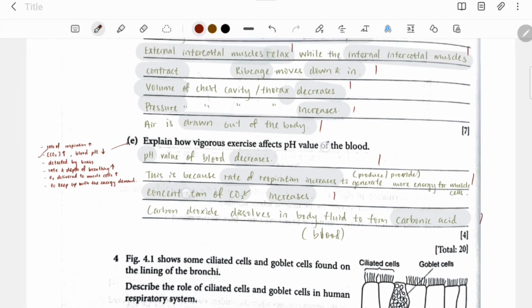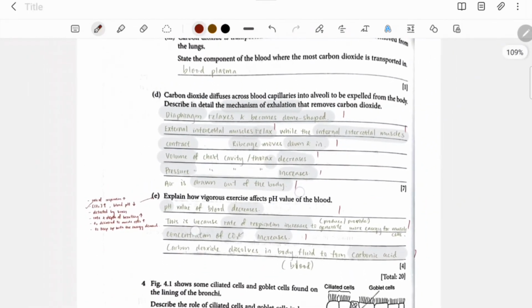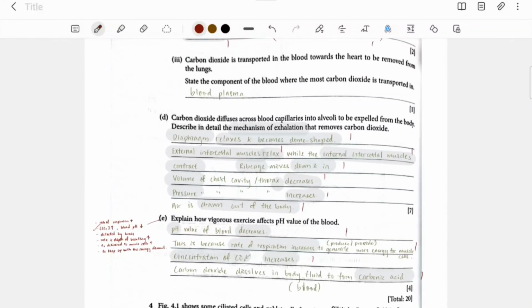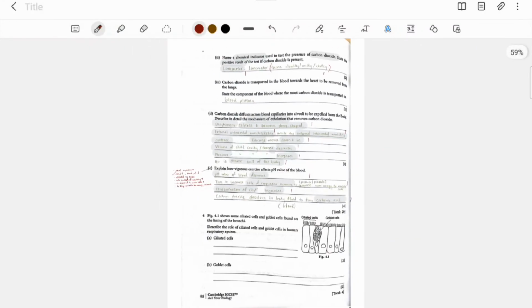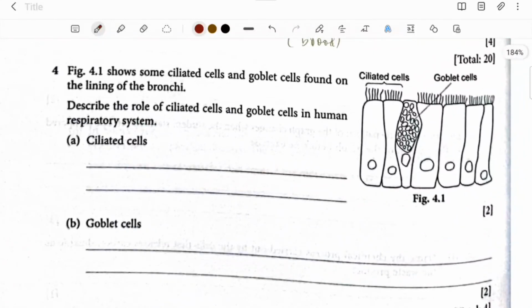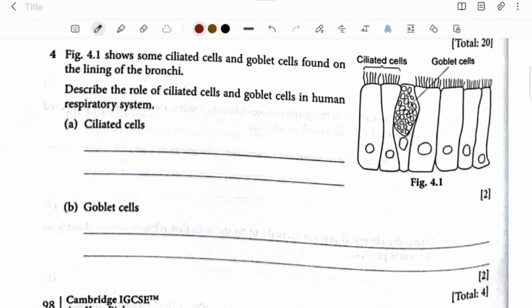Okay, so that's all for number 3. So let's move on to number 4. Number 4 is the last part of the chapter actually. Last question of this chapter also.